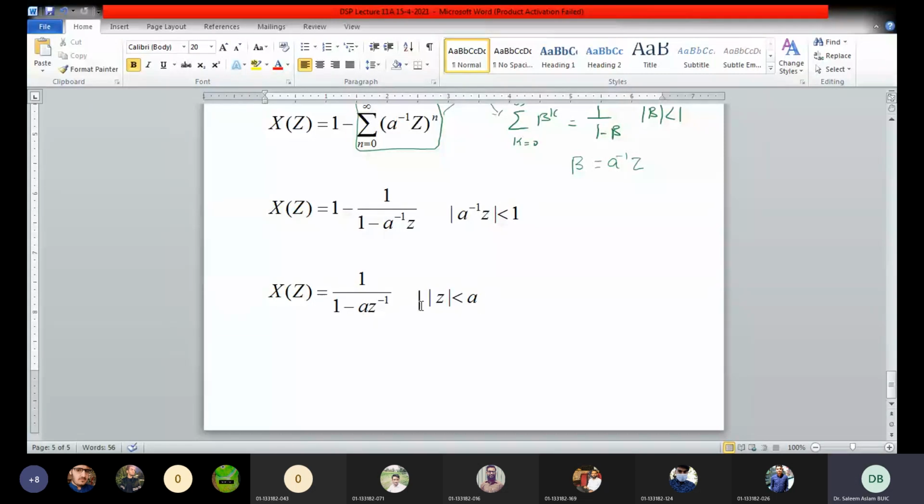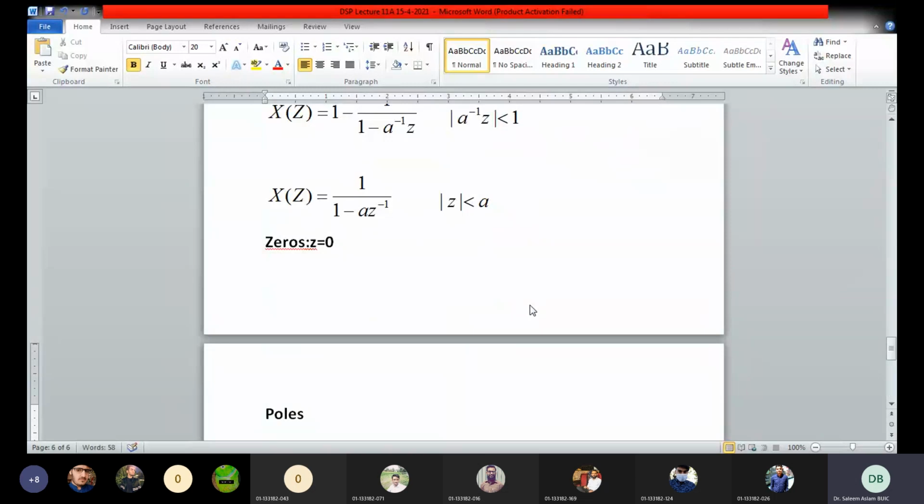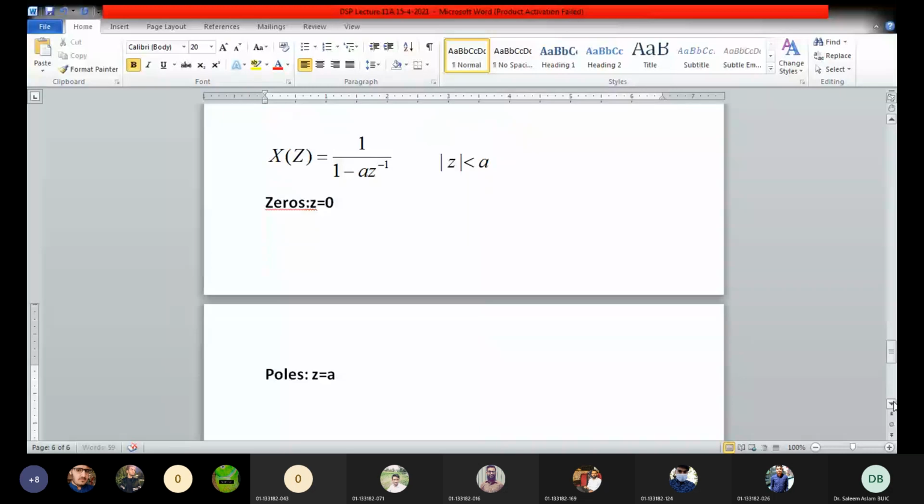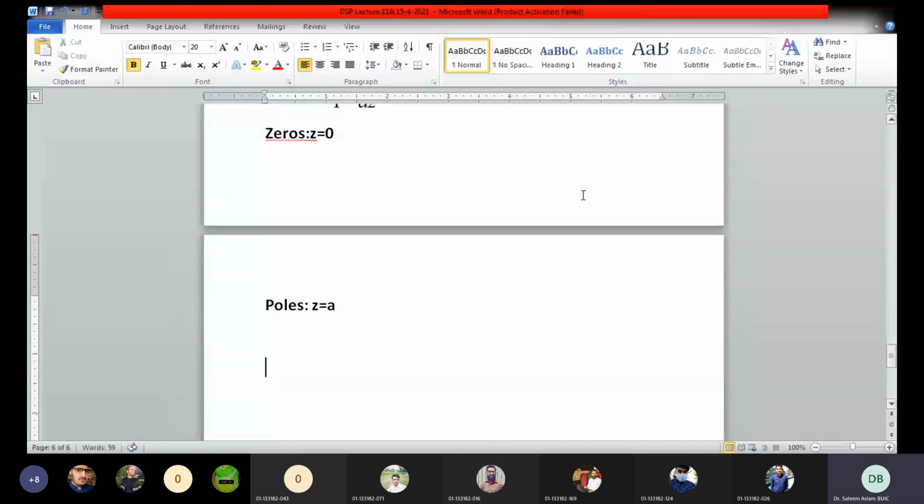So this is your final expression. Now we can plot the Z transform here. So it has zeros at Z is equal to 0, and poles again at Z is equal to A. Let me plot.